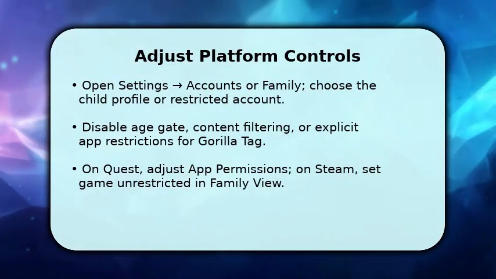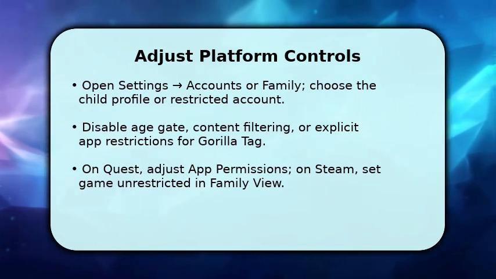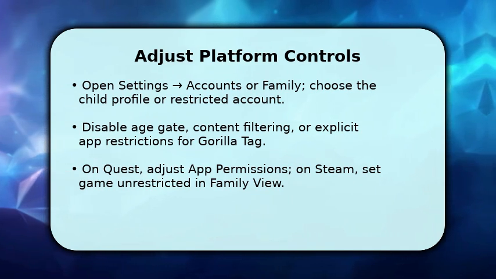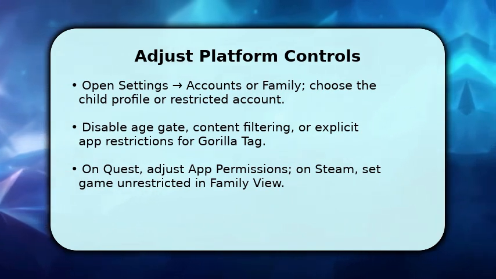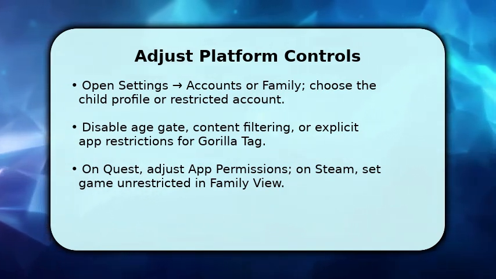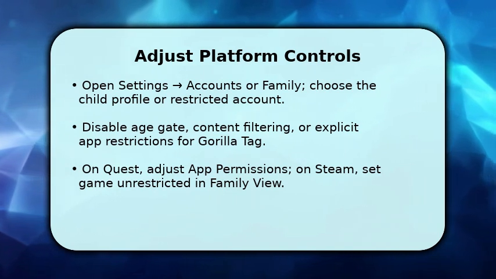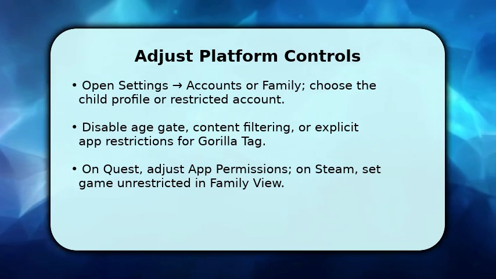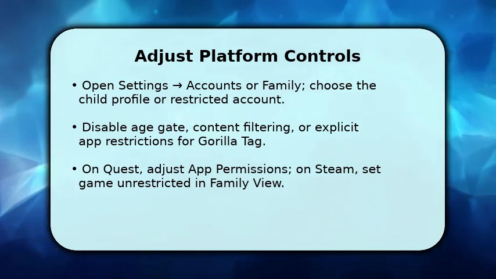You now modify the actual controls. Go to Settings, then Accounts or Family, and pick the profile that's restricted. Once selected, turn off age gates and content filters that block Gorilla Tag, and change app-specific permissions to allow VR motion and multiplayer access. For Quest, also check app permissions to grant headset and microphone use.